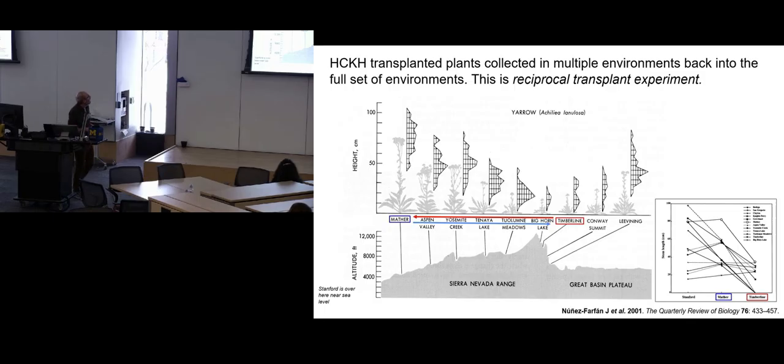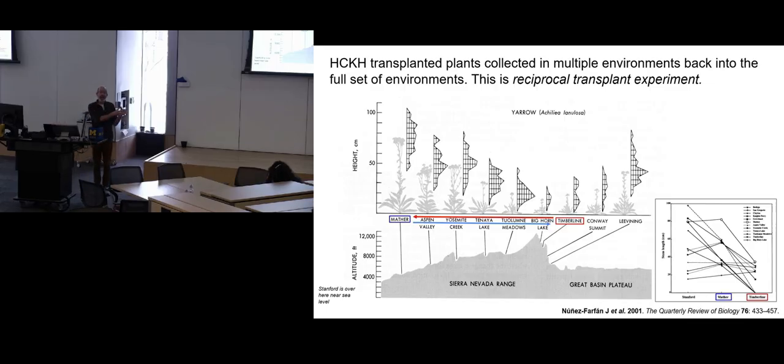Hall, Clausen, Keck, and Hiesey transplanted plants that they collected in multiple environments back into that full set of environments. This is called a reciprocal transplant experiment. It's the establishment of multiple common gardens near the sites of organisms that are collected from these different environments. By transplanting them reciprocally in both directions, you can see whether or not plants perform better or more poorly in one environment over the other.